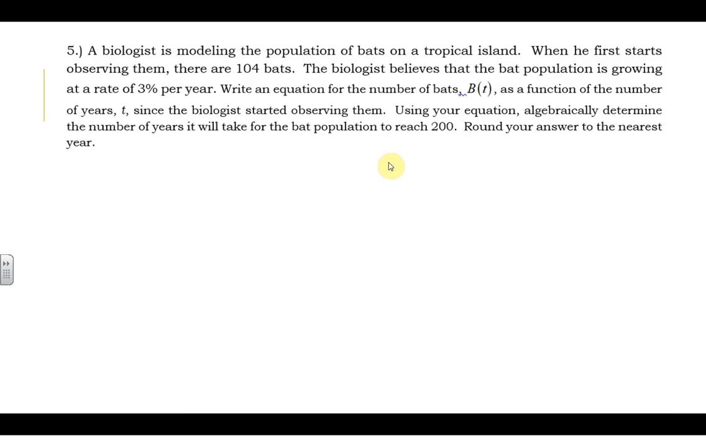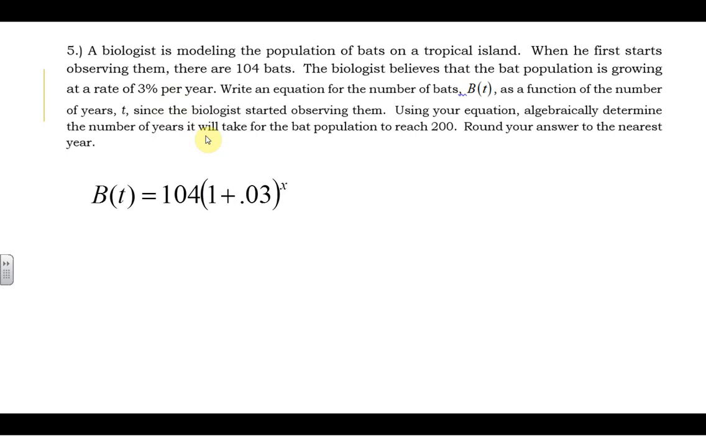Oh my God, a word problem. A biologist is observing bats, and there's 104 bats when he starts. He believes the bat population is growing at a rate of 3% per year. Write an equation of the number of bats as a function of the number of years since the biologist started observing them. And now we're going to use the equation to algebraically determine the number of years it will take. So that's why this is part of logs.